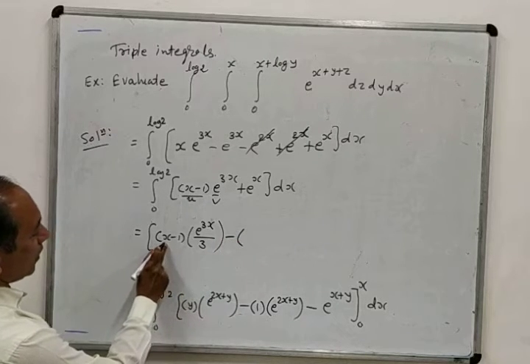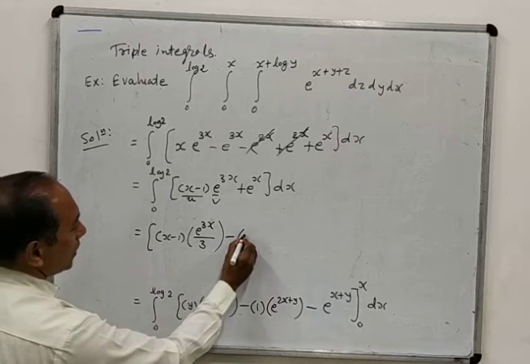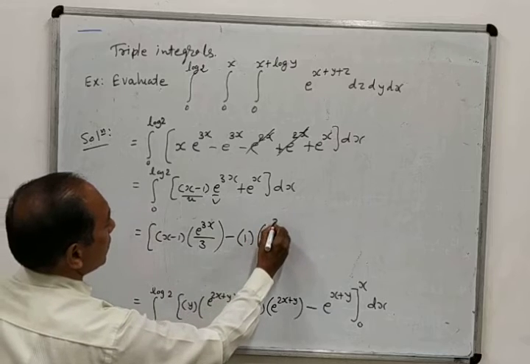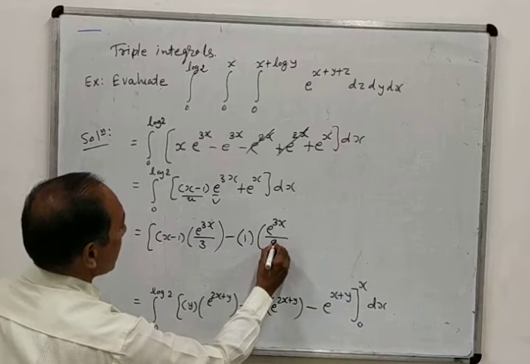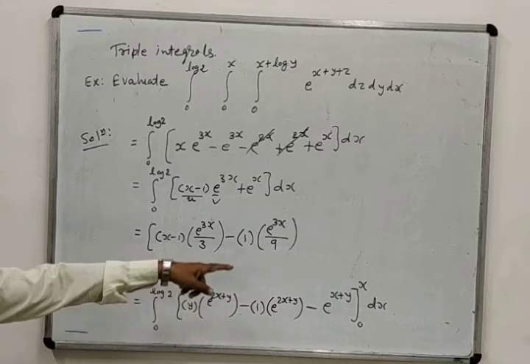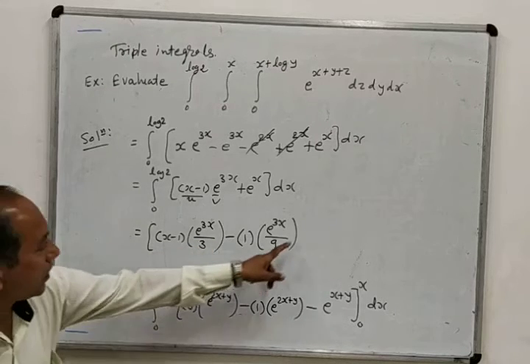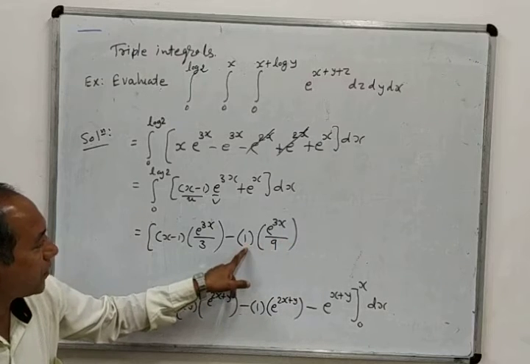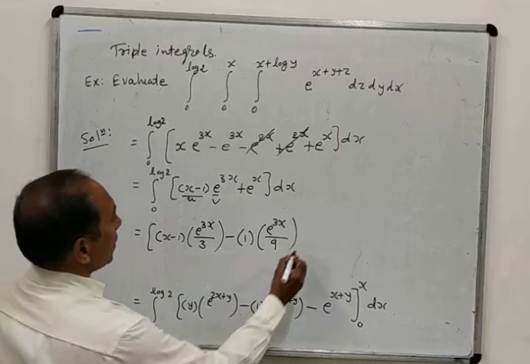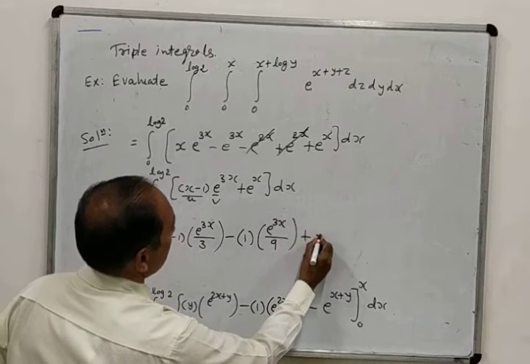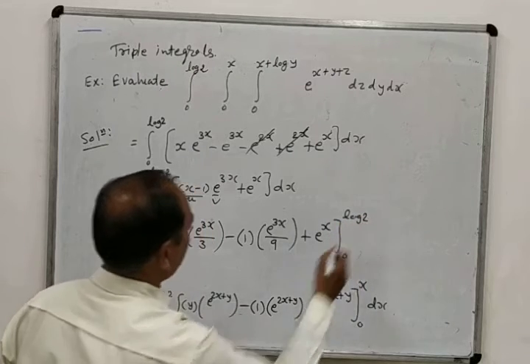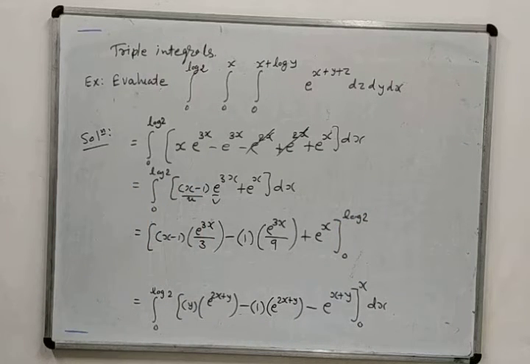Derivative of the first bracket: x has the derivative 1, 1 is 0. So it is 1. E raised to, this second bracket has the integration e raised to 3x divided by 3, and one more 3 is there, so 9. E raised to 3x by 3, and 3 is already there, so e raised to 3x by 9. In the second step we will put plus and the derivative of the first bracket, but it is 0. Okay, so it is completed. Now this one has the integration e raised to x, and the limits are from 0 to log of 2. Okay.